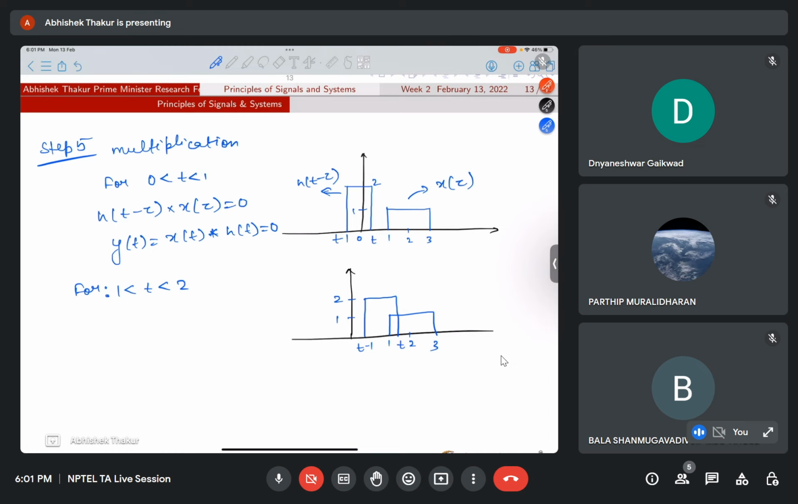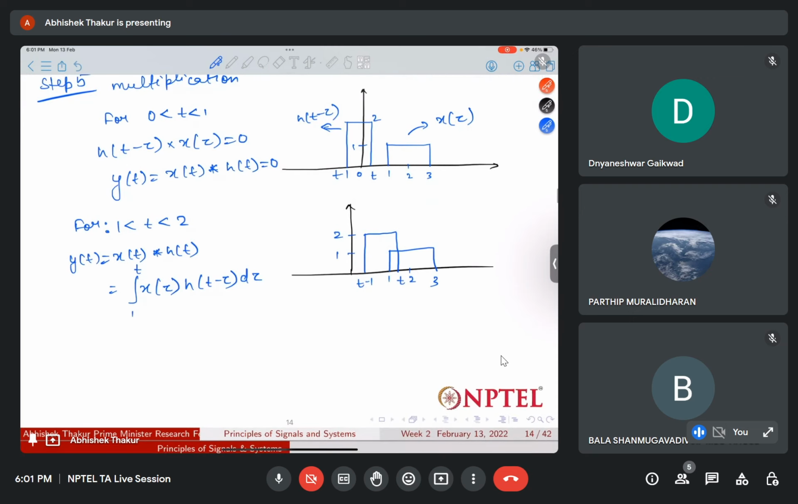Then t minus 1 will lie between 0 to 1 and t will lie between 1 to 2. So here you will get y(t) is equal to x(t) convolution h(t), that is equal to the integral from 1 to t of x(tau) h(t minus tau) d tau. So x(tau) and h(t minus tau), what will happen when you multiply them? These are the overlapping area.